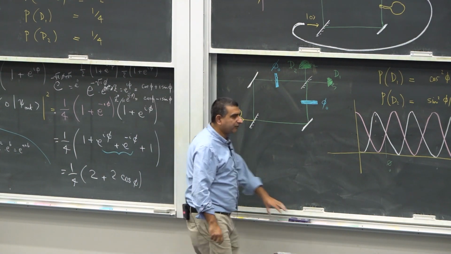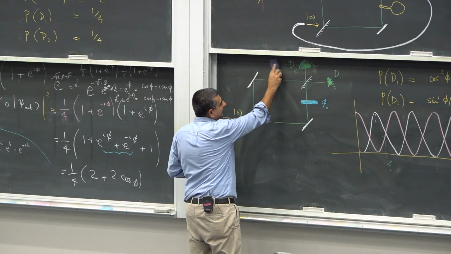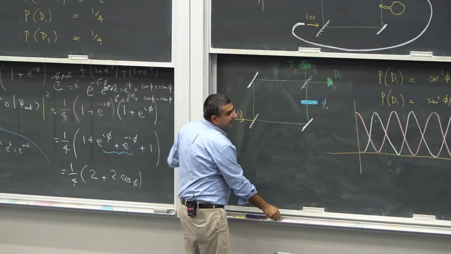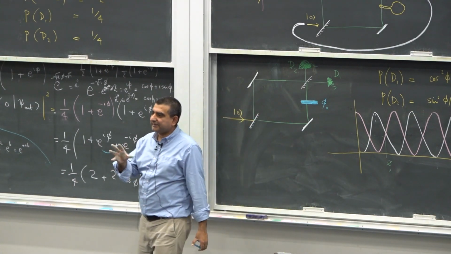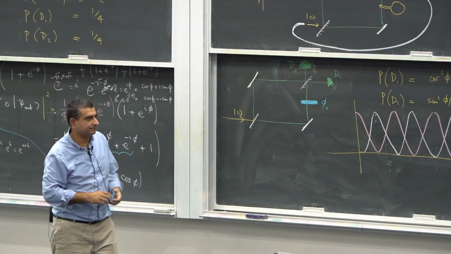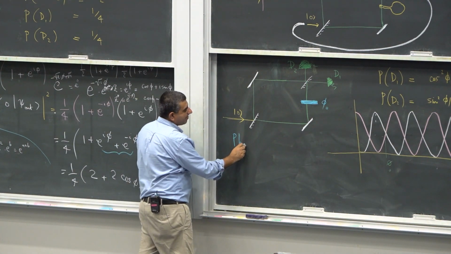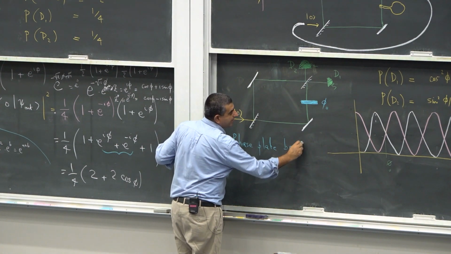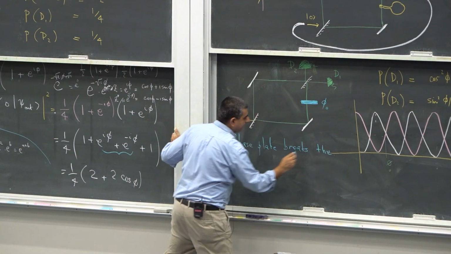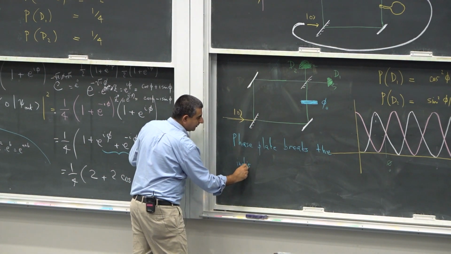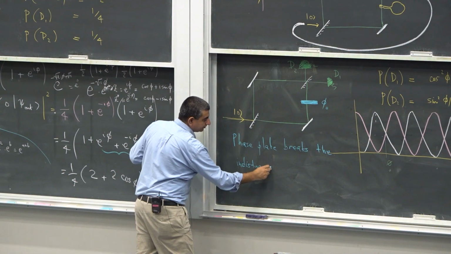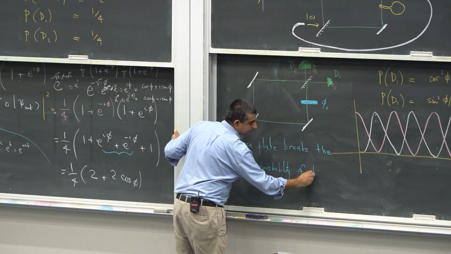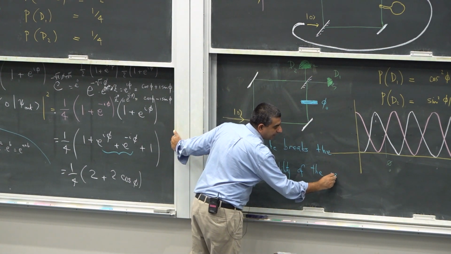A phase plate in one of the arms, so I'm going to erase this. Now I'm going to talk just about a single phase plate. What the phase plate really does is break the indistinguishability of the two paths.